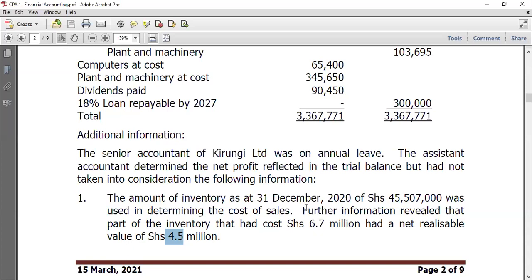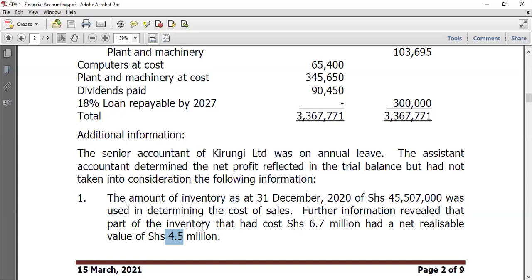Alternatively, somebody may get the 6.7 and remove 4.5 to get the difference, and that difference they adjust on the 45,507. That is what they will record when determining their cost of sales, as well as in the statement of financial position. It is the same amount they will use when recording their current assets at the end of the year.